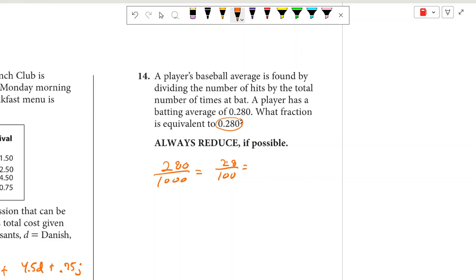So 28 divided by 2 is going to be 14, and this is 50ths. They're still even numbers, so that's going to be 7/25. So that is the reduction of the batter's average.